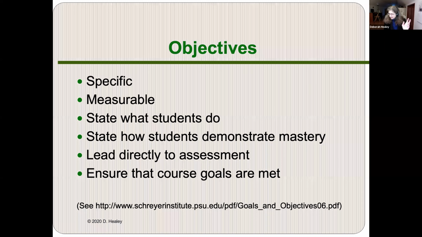So if we think about the difference between objectives and goals, objectives are way more specific. You're getting into something that is not general, but very focused. So you don't say things like, students will understand the book A Tale of Two Cities. Well, no, that's broad and you can't see it. How do you tell? You open their heads and see if they understand? No. So it must be observable and measurable to be a good objective.